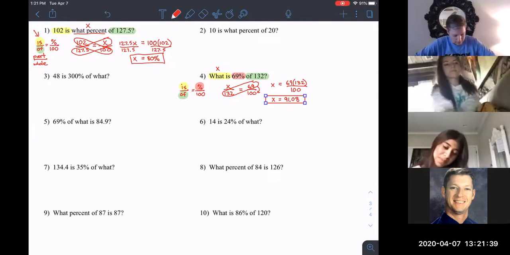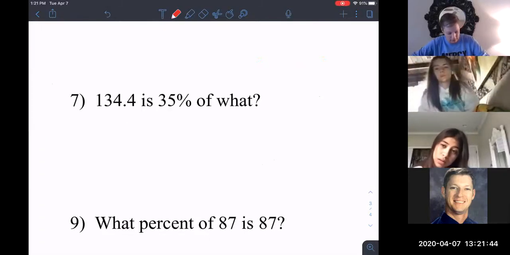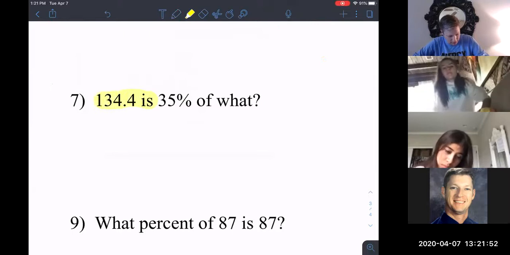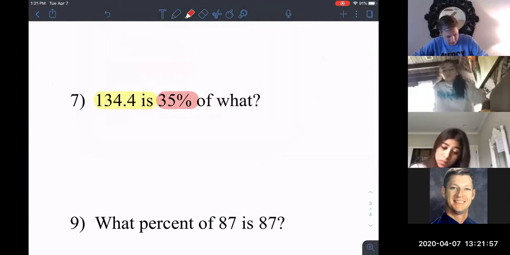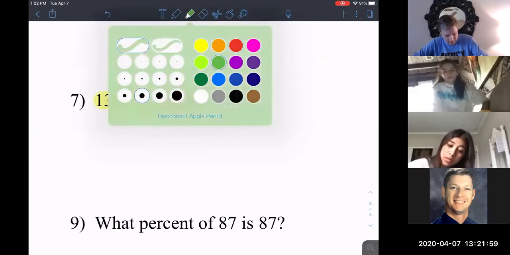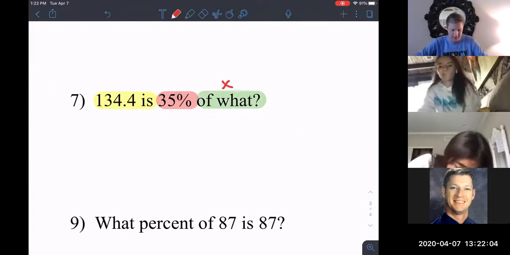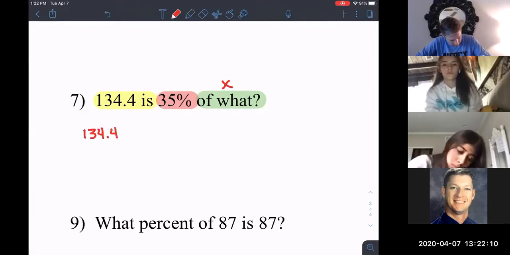Okay. So let's do one more because once you figure this out, it goes really, really quickly. So let's try it. I'm going to try and use the same highlighting I did before. We have a number for the is. We have a percentage. And this time, the of value is going to be our variable. So that's going to be x. So we set up is over of equals the percentage over 100.